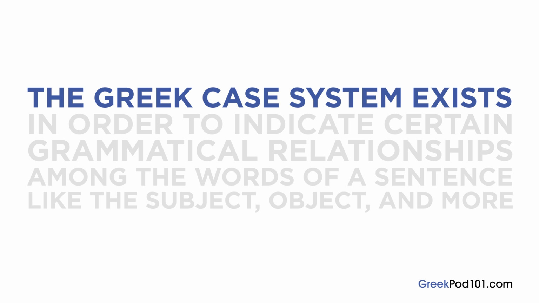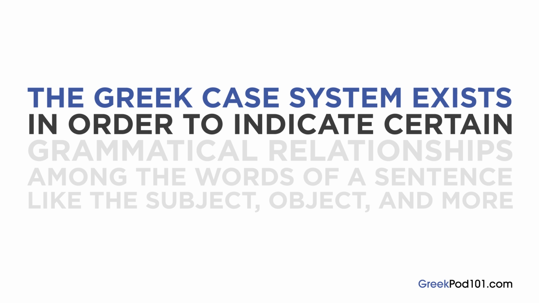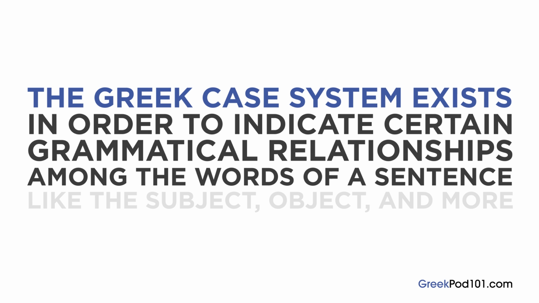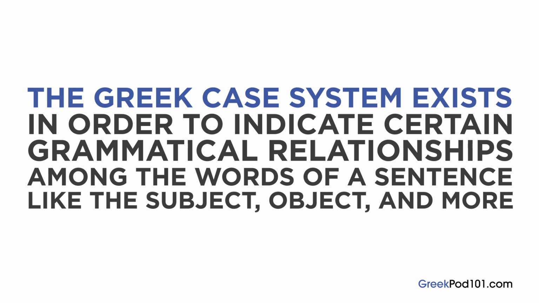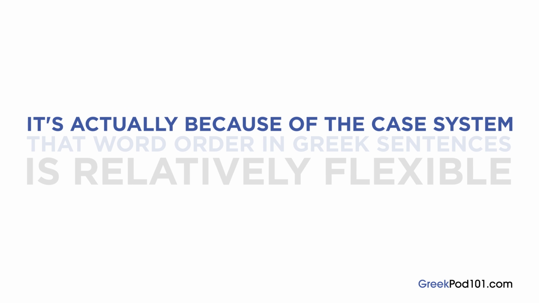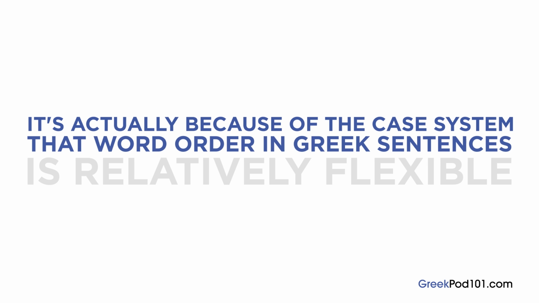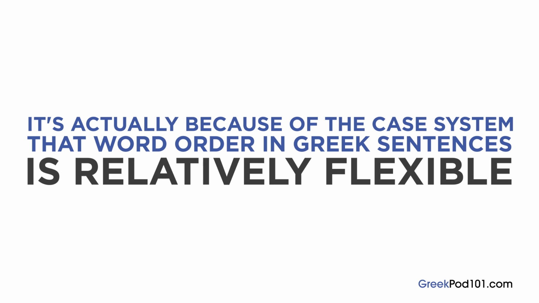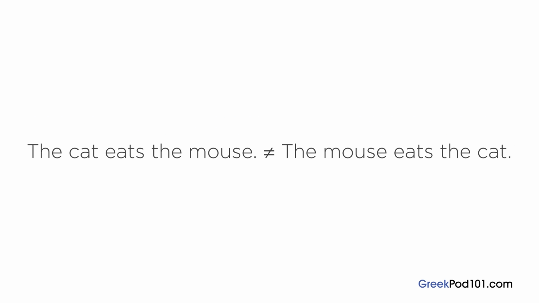Similarly, the Greek case system exists in order to indicate certain grammatical relationships among the words of a sentence, like the subject, object, and more. It's actually because of the case system that word order in Greek sentences is relatively flexible. For example, in English, the sentences "the cat eats the mouse" and "the mouse eats the cat" mean different things.